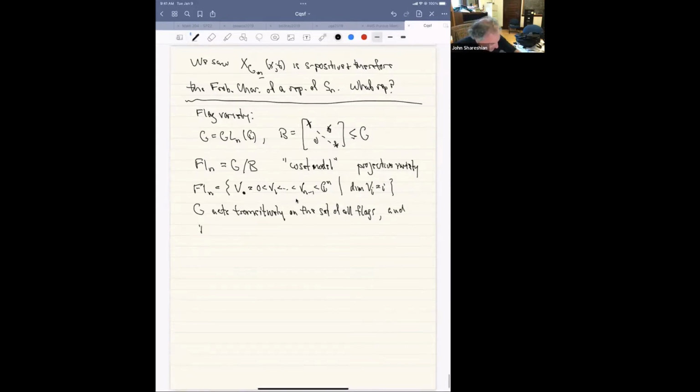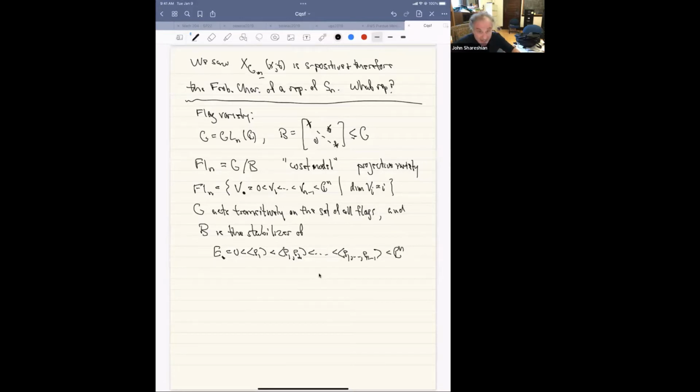And B is the stabilizer of a particular flag, where the ith space is spanned by the first i standard basis vectors. B is the full stabilizer of this flag. It means every one of these spaces is invariant under B and not invariant under anything outside of B.